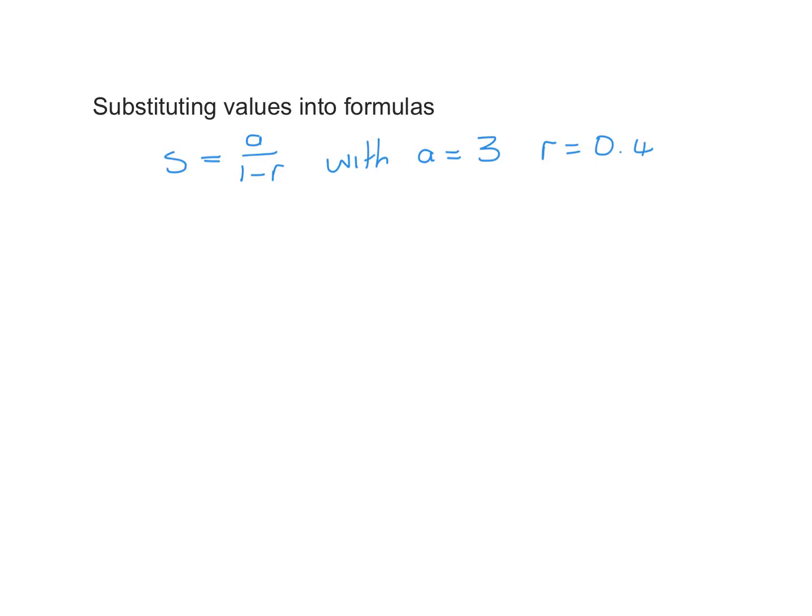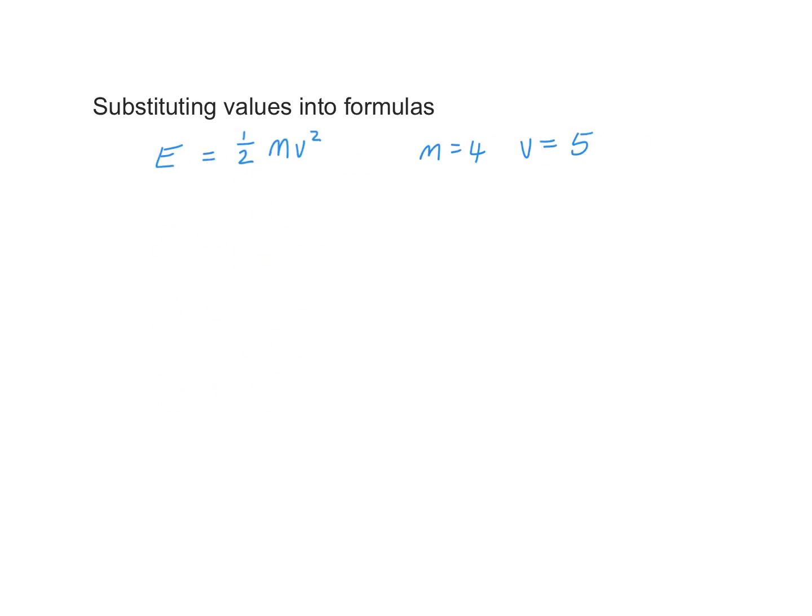So I'll go ahead and do that. S is the subject that I need to find. a is 3 over 1 minus 0.4. Therefore S equals 3 over 0.6. Then when I simplify this fraction, I ask how many times does 0.6 go into 3? Well, 0.6 goes into 3 exactly 5 times. So S, which is the subject that I'm trying to find, is equal to 5.